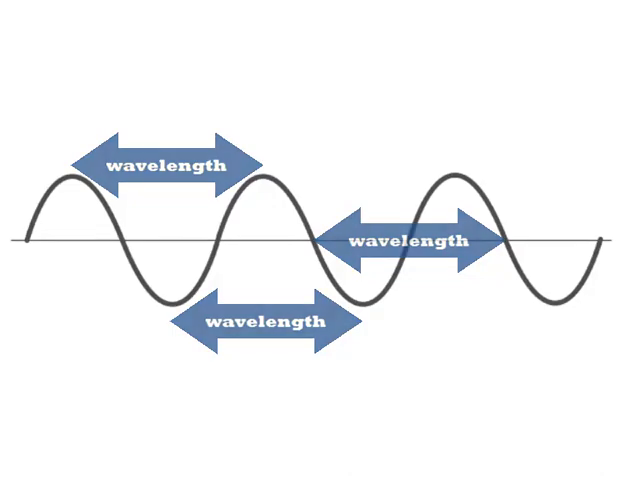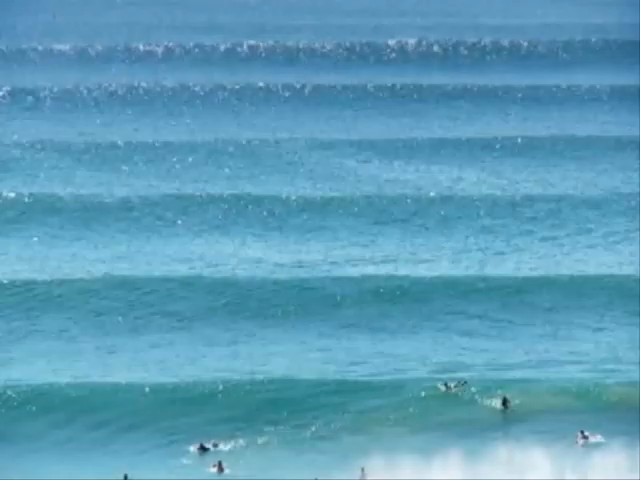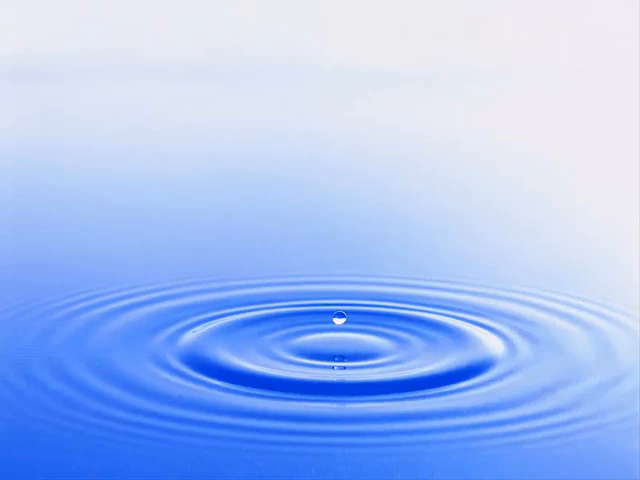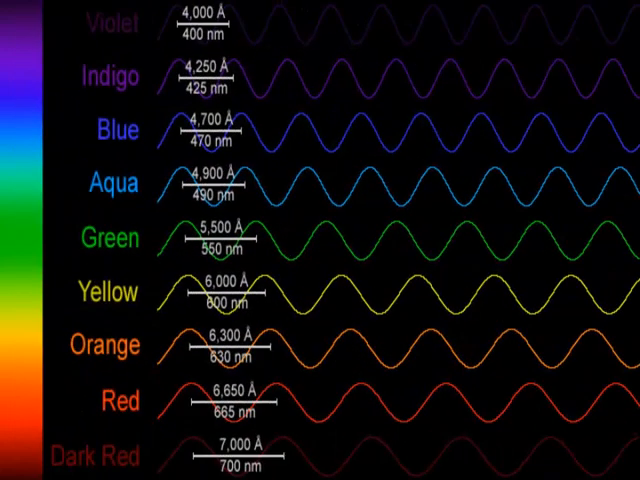Wavelengths can be almost any size. The waves on the beach are measured in meters, the ripples in a pond in centimeters, and the wavelengths of light in billionths of a meter.